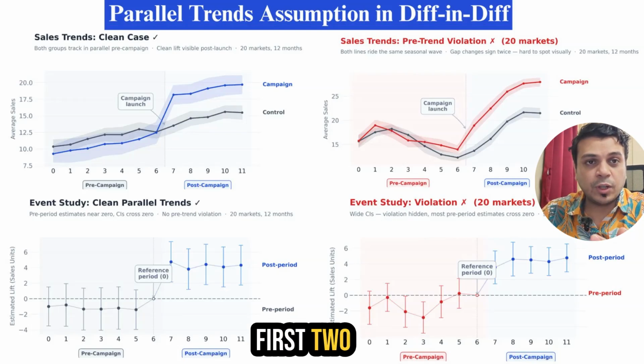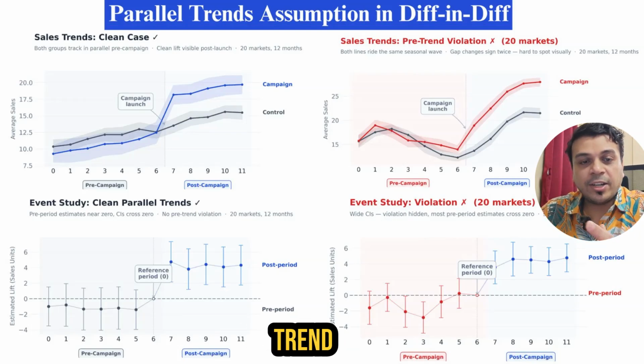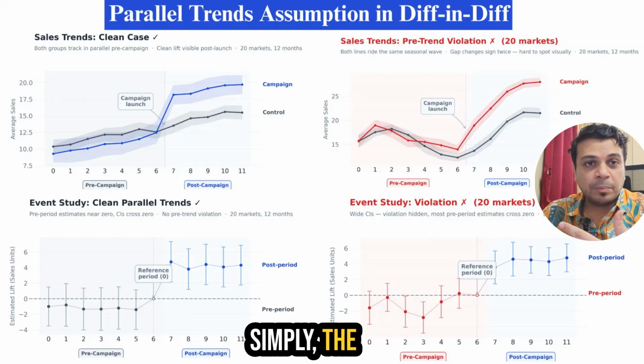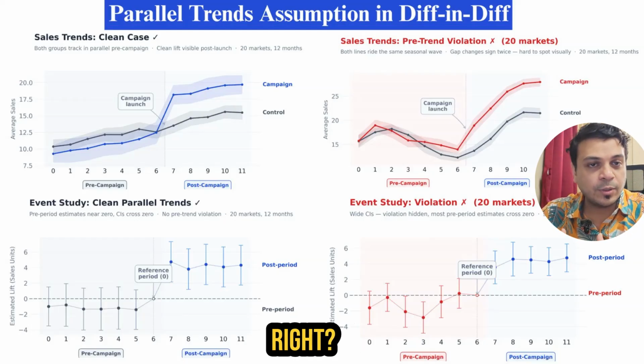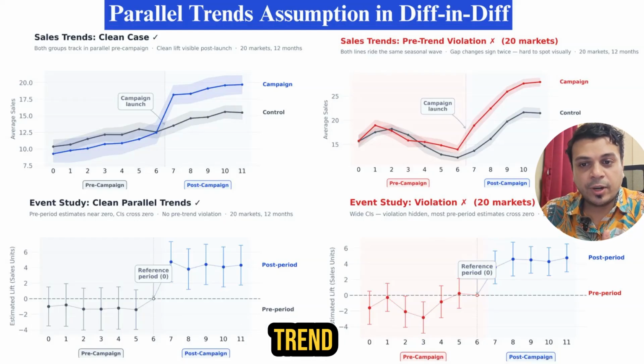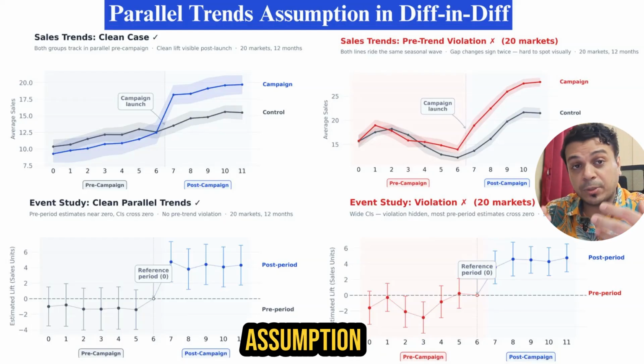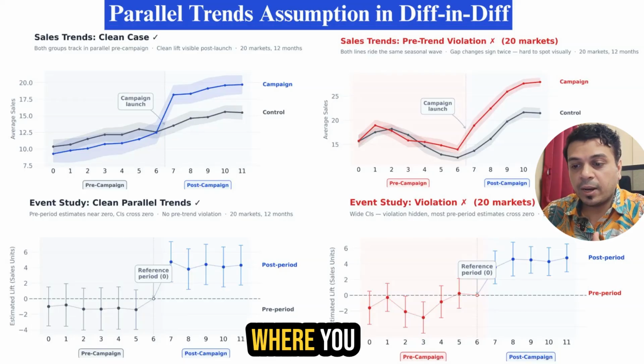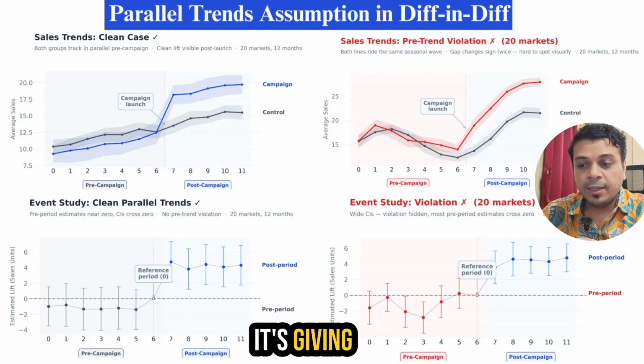By the way, the first two charts on the top are called trend charts because the pre-period and post-period are simply plotted. These are just time series charts, normal trend charts. But if you go to the bottom two, they will give you a better understanding. For the clean case, where the parallel trend assumption actually holds, you will see that it's giving the expected outcome.